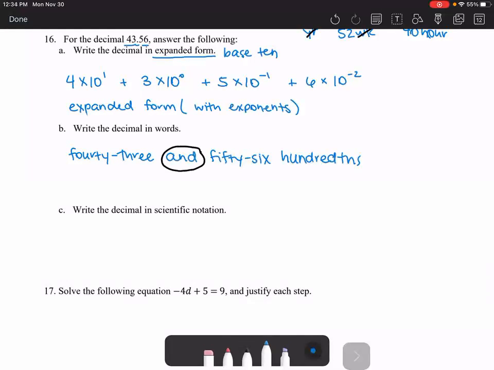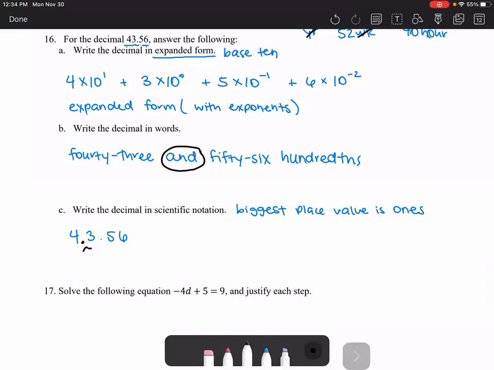And then in scientific notation, recall that the main takeaway for scientific notation is that the biggest place value is the ones place. So that means that whenever you have 43.56, you're going to rewrite it so that your biggest number is in the ones place. So we have this 4, and we want the decimal to go right there so that the 4 is our biggest value and it's in the ones place.